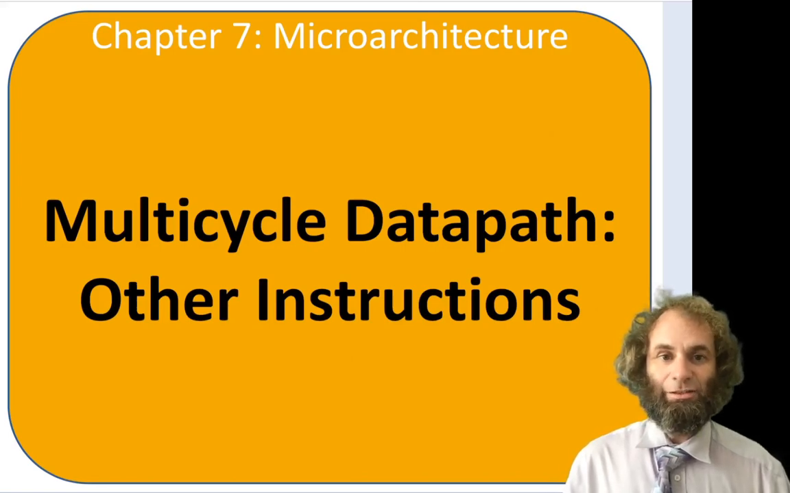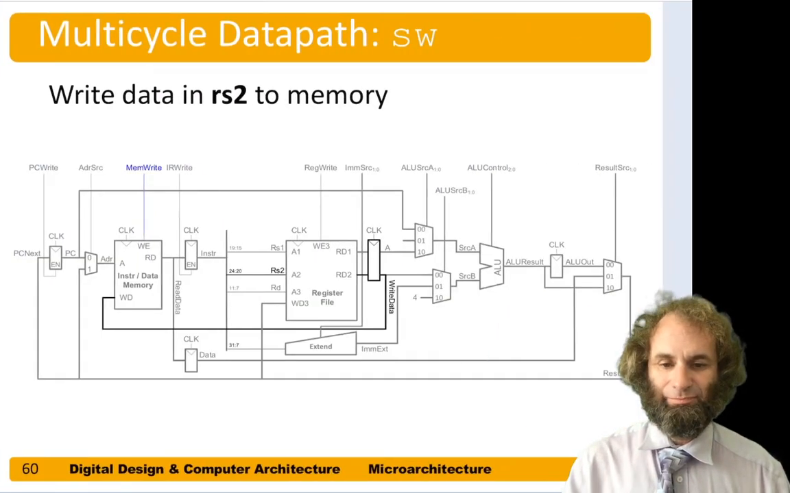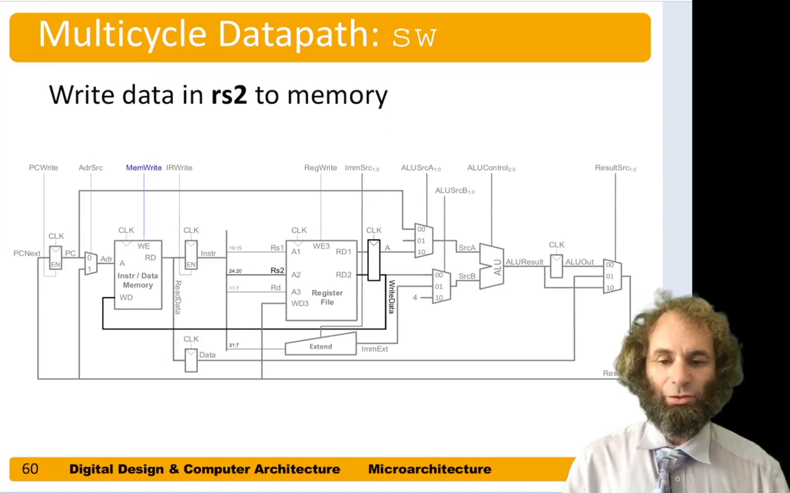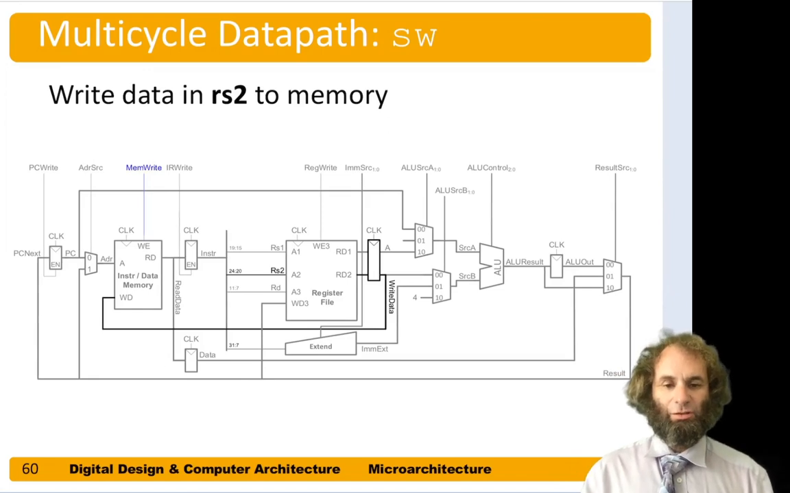Hello! In this video, we'll continue the multi-cycle data path and implement the rest of the instructions. So next, let's take a look at the store word instruction. Remember that the store word instruction will write the data from the second source register into the memory. We already have most of the capability.